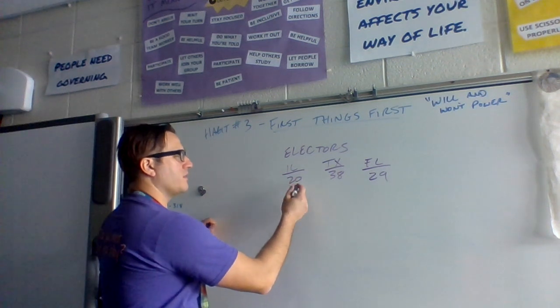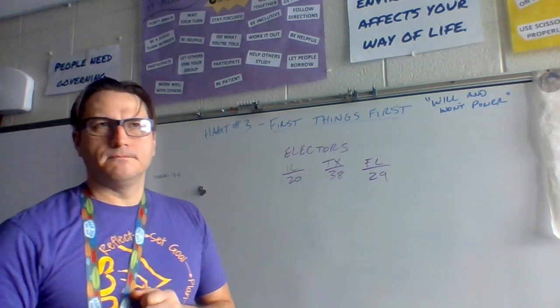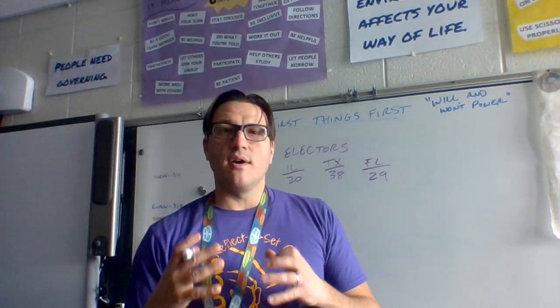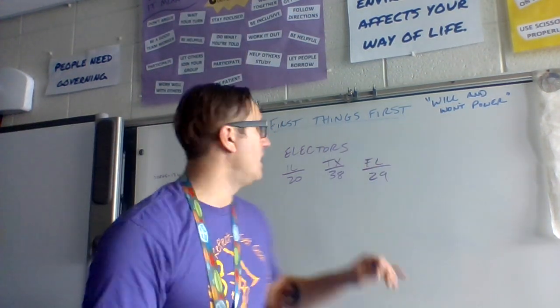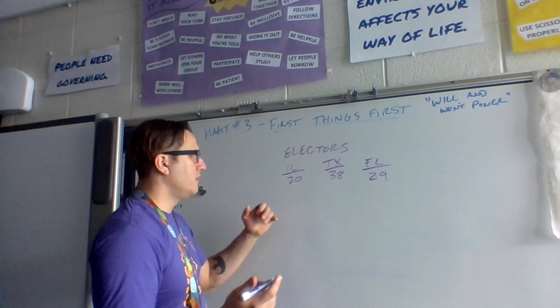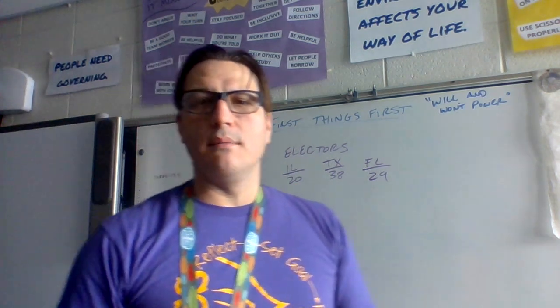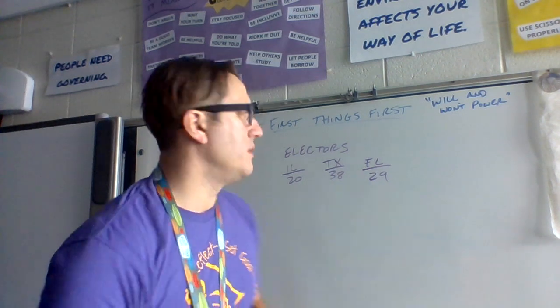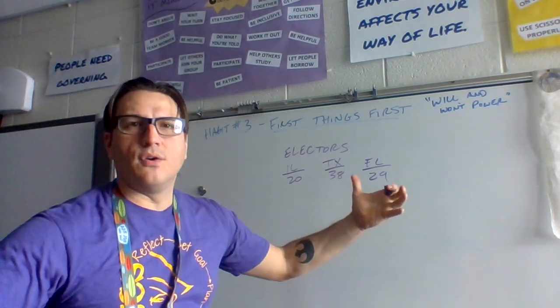These electors, they say, whoever most of the people in my state vote for, we will take all of our electoral votes. In this case, for Illinois, it's 20. And we'll take those and we'll give those electoral votes to whoever got the most votes in Illinois. So let's take Illinois, the last election.